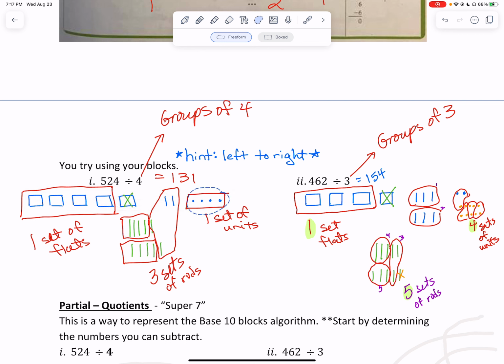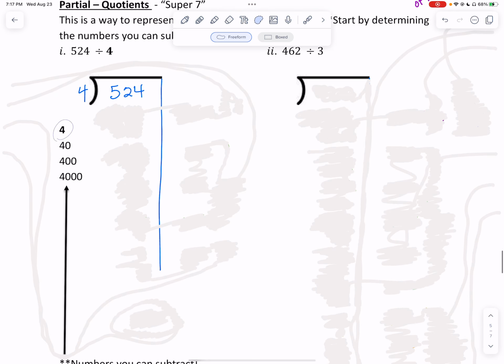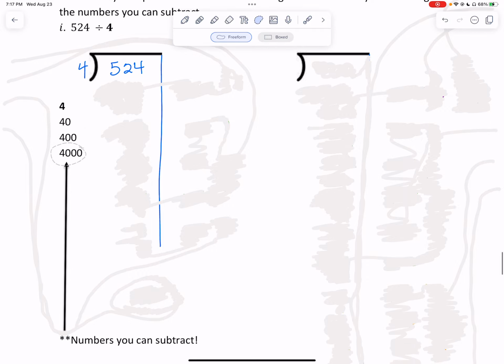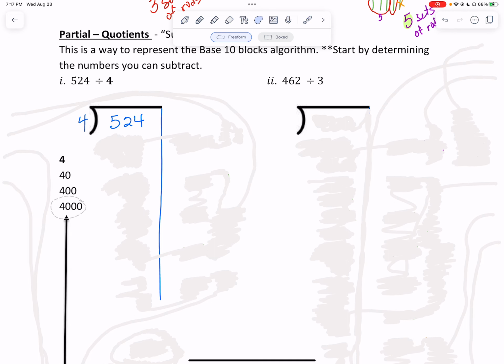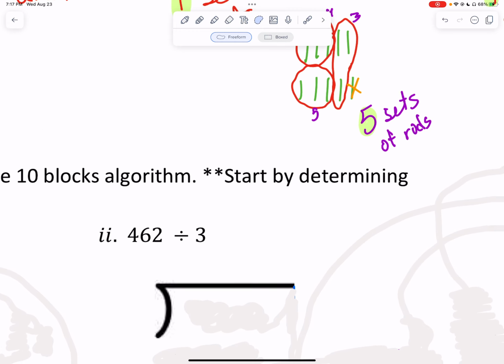So when you're dividing into groups of 4, here's your numbers to choose from: 4, 40, 400. If we had our cube, and we had 4 of them, that would be 4,000. Those are the numbers that we're going to be subtracting. Those are the only numbers that you can subtract when you are dividing by 4. When you're dividing by 3, it's going to be 3, 30, 300, 3,000.